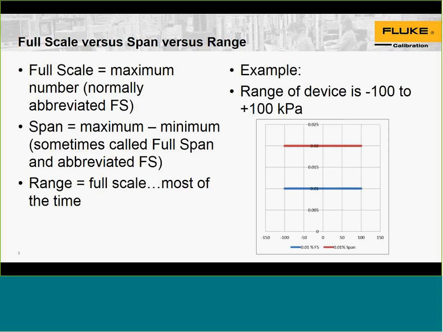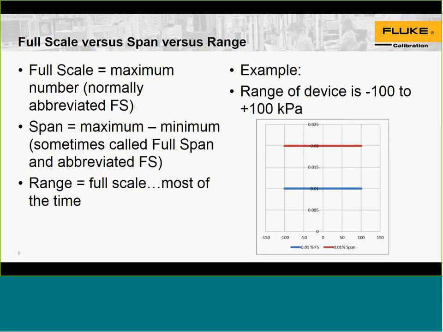Span is also designated as full span, with the abbreviation FS, just like full scale. So it's important to know if it's really full scale or full span, because that could double your specification if you're not careful. Range is normally used when a device has multiple ranges installed, or you can downrange a sensor with software or coefficients. So it is important to know if range is the maximum range or a downrangeable range of the sensor.